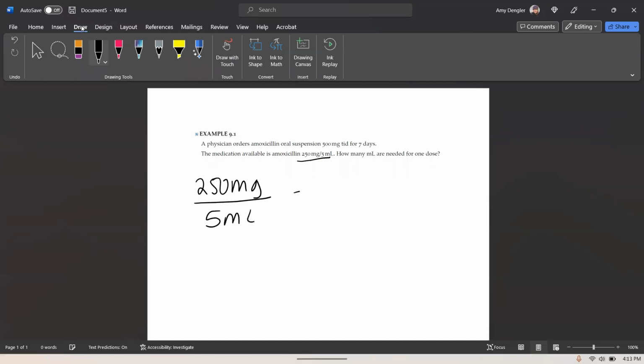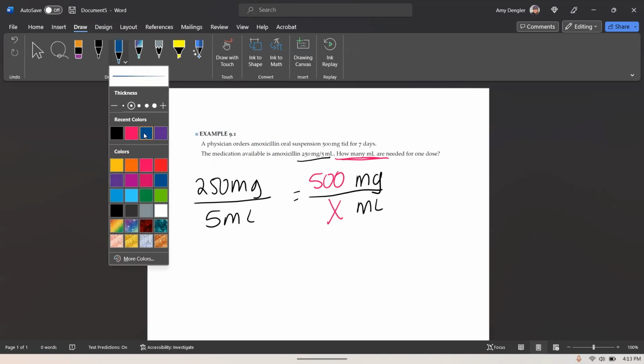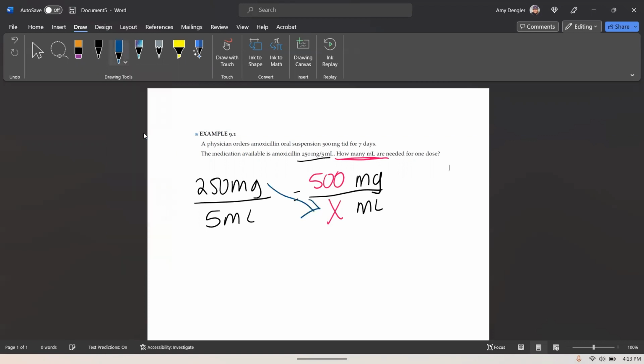I'm going to put that in one side of a proportion, which means I need milligrams here and milliliters here. Our question is asking us how many ml, so that's going to be our X. And the physician wants us to give them 500 milligrams. So we're going to cross multiply and divide. So we have 250 times X, and then we have 500 times 5.